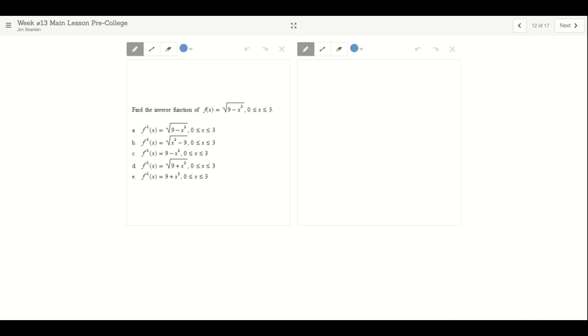The reason you see a comma in this one is because the domain has to be set, because you can't plug every number into this function. If you put a number greater than 3 in here, you would get 9 minus 4 squared, which is 9 minus 16, which is negative 7. That is an imaginary number.